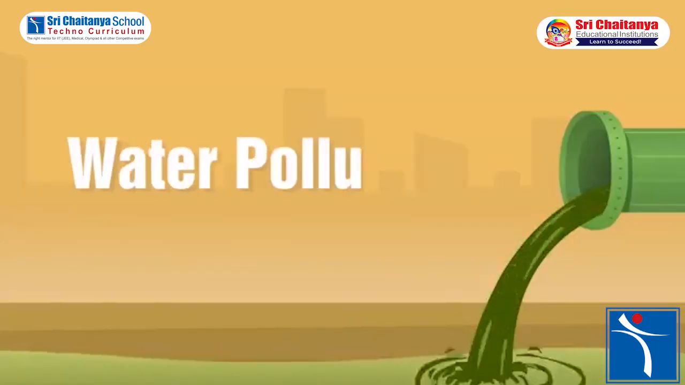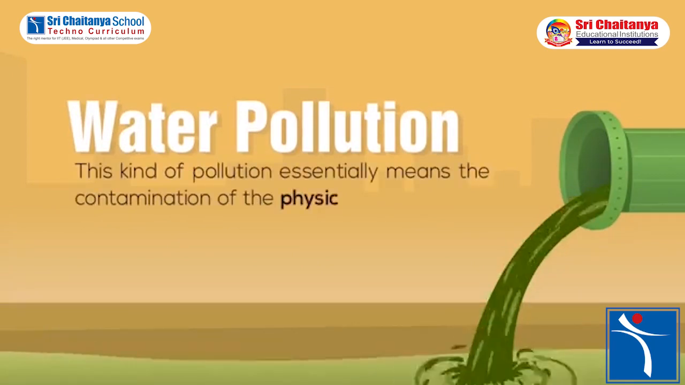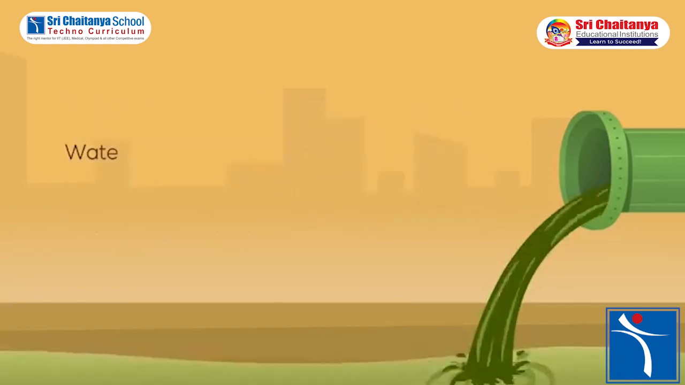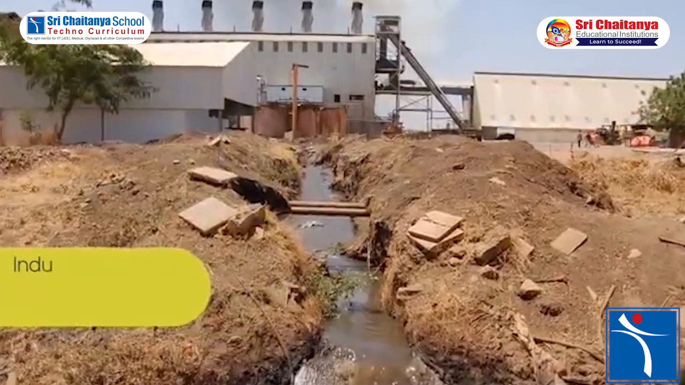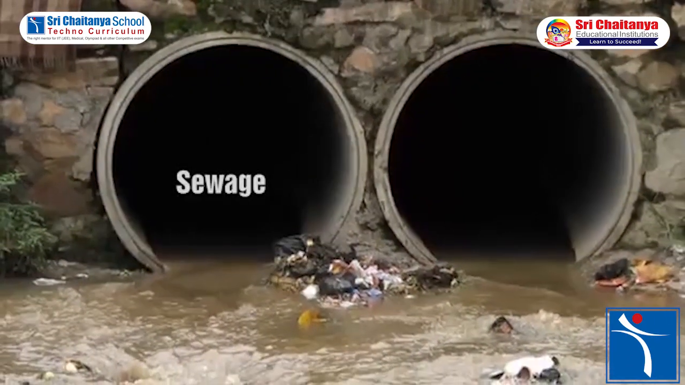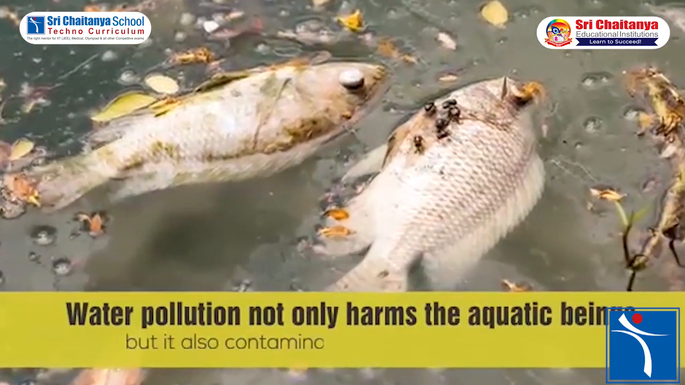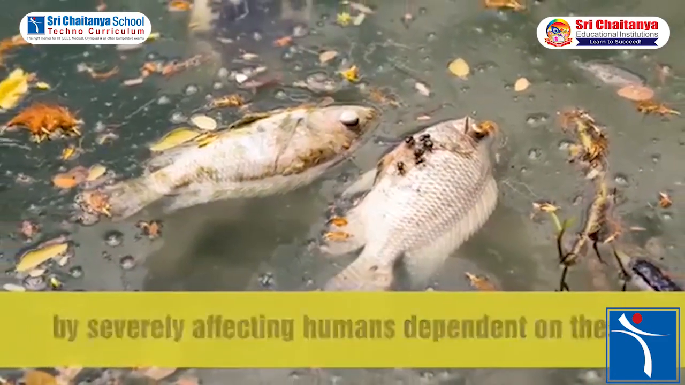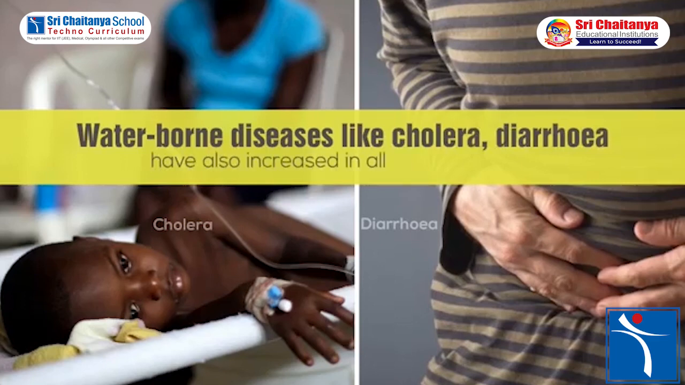Next type is water pollution. This kind of pollution essentially means the contamination of the physical, chemical, and biological properties of water. Water pollution is mainly caused by waste domestic water, industrial water effluents, sewage, etc. Water pollution not only harms aquatic beings, but it also contaminates the entire food chain by severely affecting humans dependent on these. Waterborne diseases like cholera and diarrhea have also increased in all polluted places.